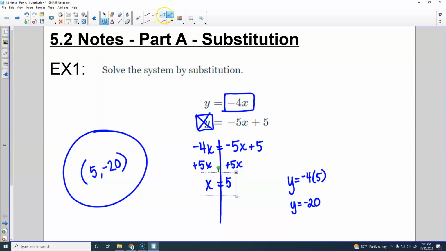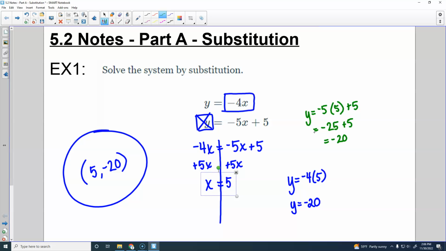Now, I did not have to use that top equation. I could have used the second one. I could have done y equals negative 5 times 5 plus 5. That would give me negative 25 plus 5, which also equals negative 20. Right? So it does not matter which equation you pick. You can pick either one to plug back into. Okay, questions?